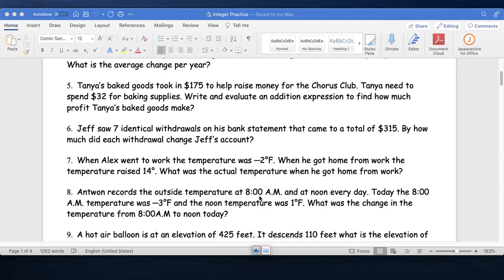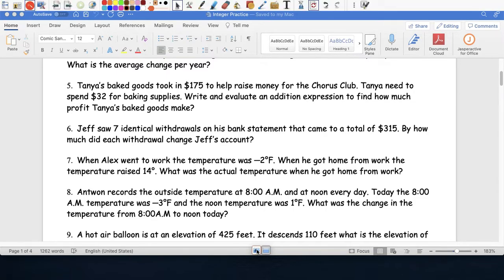Tanya's baked goods took in $175 to raise money for the chorus club. She needed $32 for baking supplies. Write and evaluate an addition expression to find out how much profit she made. They are specific, so they want you to write an addition expression. It has to be something plus something, and that's going to give us how much money she made.